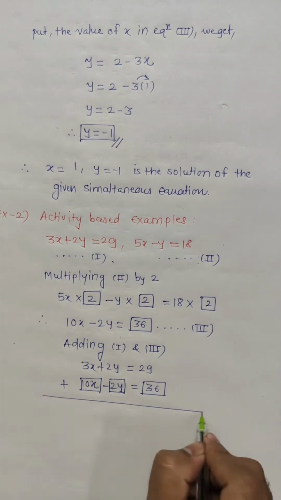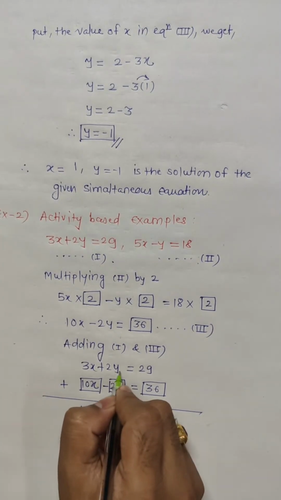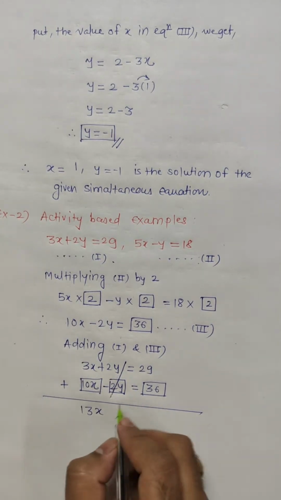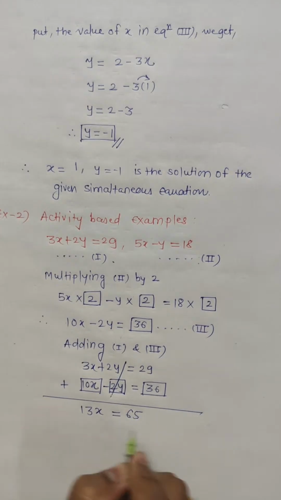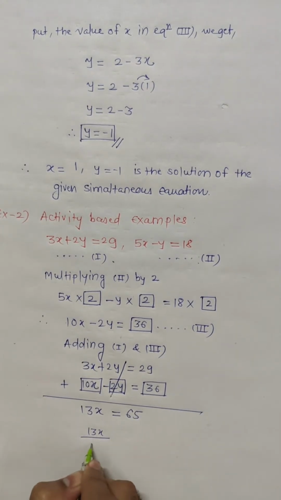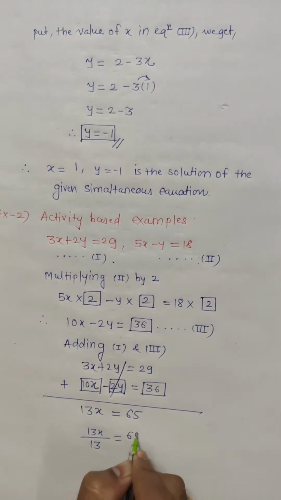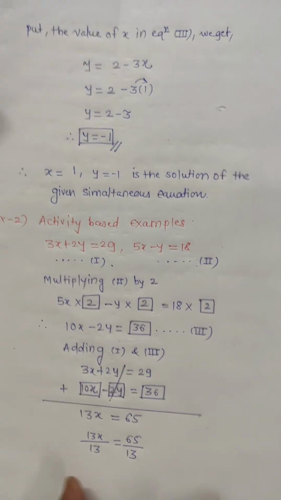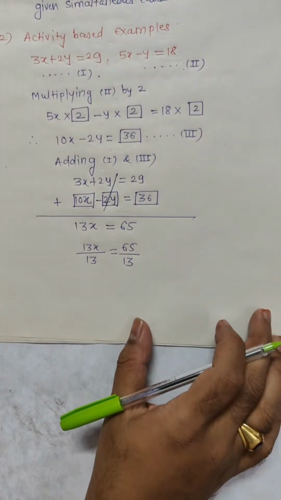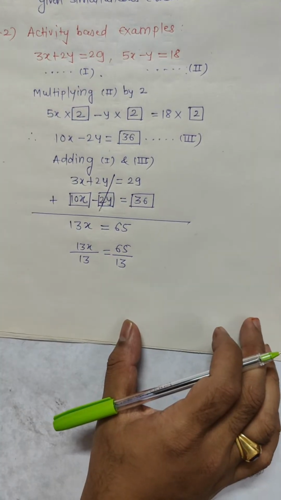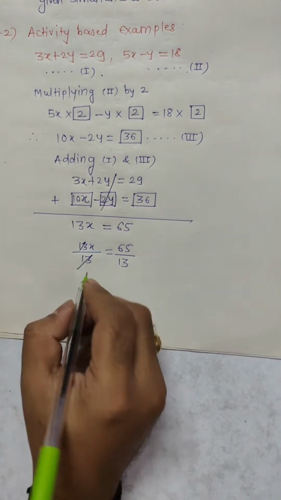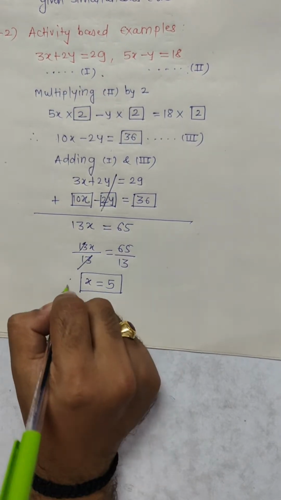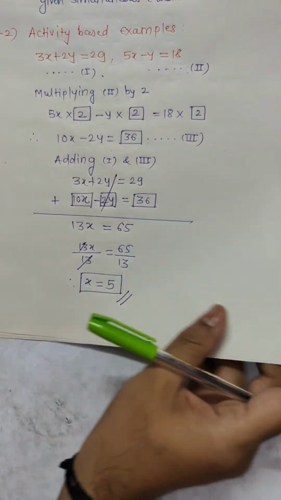So 13x here. These opposite terms with variable y will cancel out. So 13x is equal to 65. Dividing both sides by 13, 13 will get cancelled out, and the value of x will be 5. 13 5s are 65. So variable x is equal to 5.